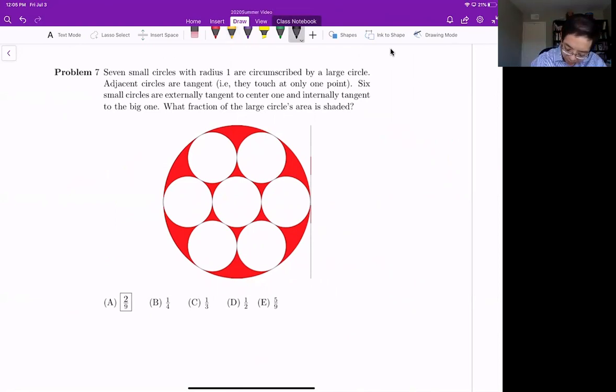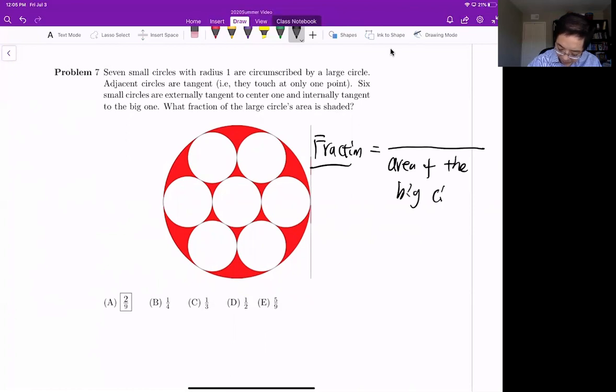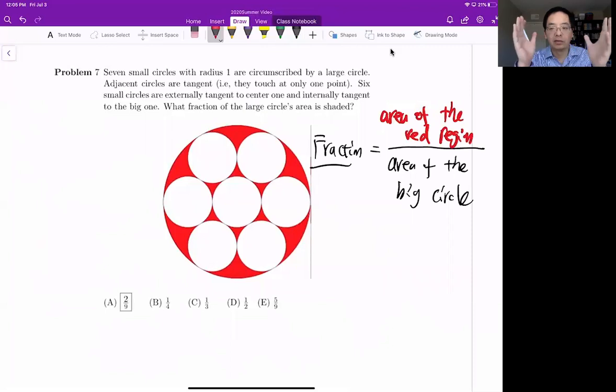Okay, so first of all, let's recall how we calculate the fraction. By definition, the denominator shall be the total area of the big circle, so the area of the big circle. And then the numerator shall be the area of the red region. First of all, we need to remember how we calculate the area of a circle.